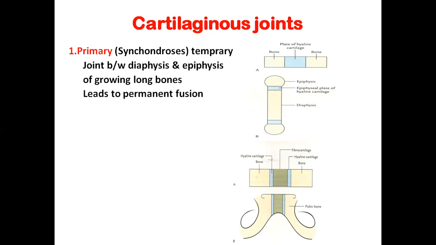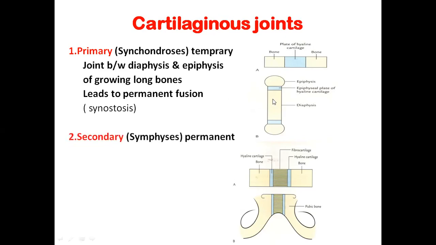So here we divide these cartilaginous joints into two types. Number one, primary cartilaginous joints. These are called the synchondroses. These are temporary joints. Here the joint is temporary, and it is present between the growing long bones, and it leads to permanent fusion later on when the ossification or the bone growth is completed.